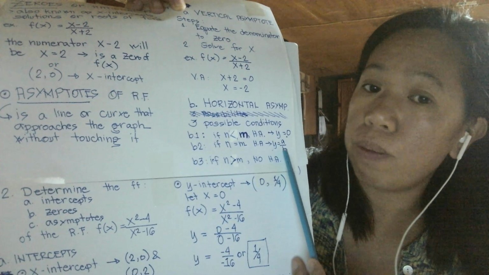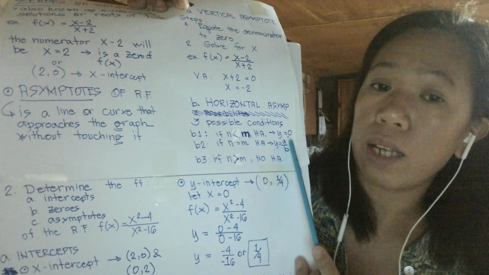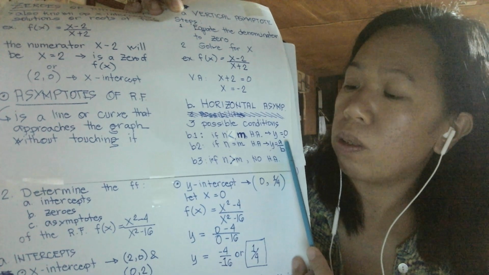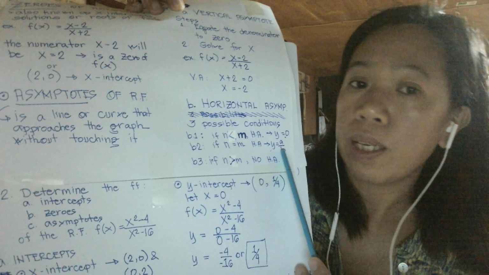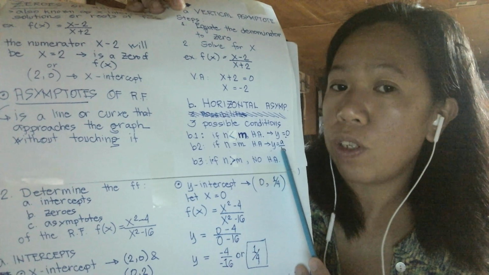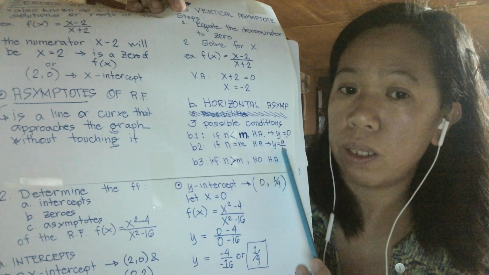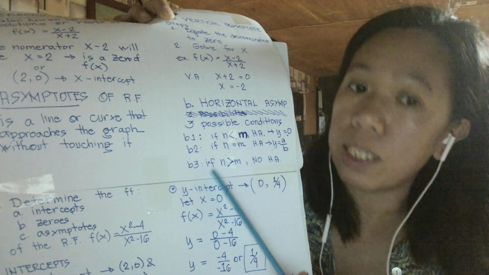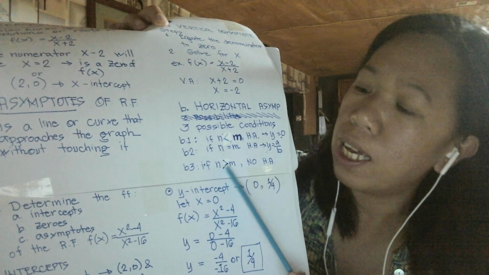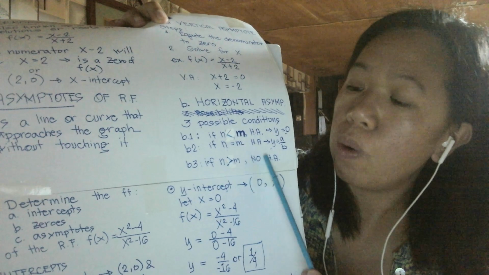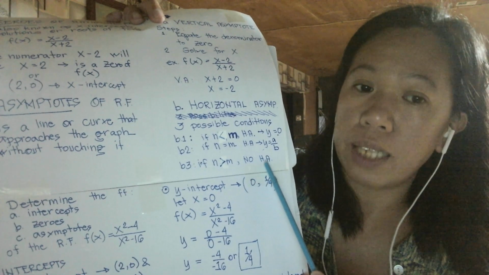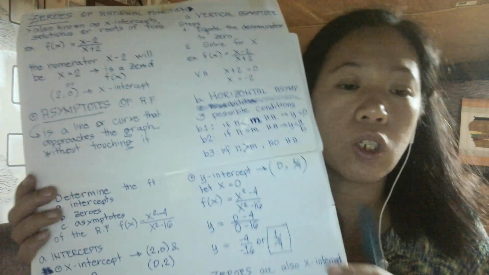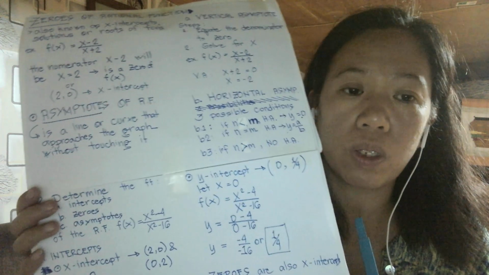And what is this a over b? So a is the numerical coefficient of the numerator and b is the numerical coefficient of the denominator. Third condition is when your n, the degree of your numerator, is greater than the degree of your denominator, we will not have a horizontal asymptote. Okay, so those are the three possible conditions that we need to consider in finding the horizontal asymptote.